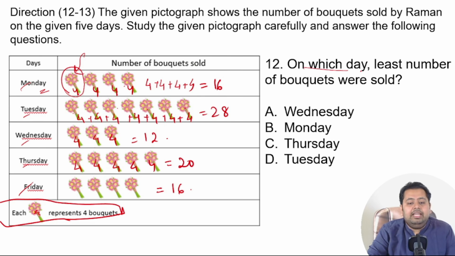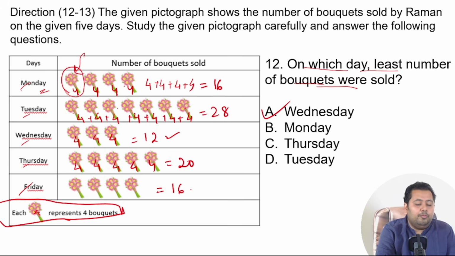Now, on which day were the least number of bouquets sold? It is nothing but Wednesday. So option A is your correct answer. On all the other days, Raman is selling more bouquets.